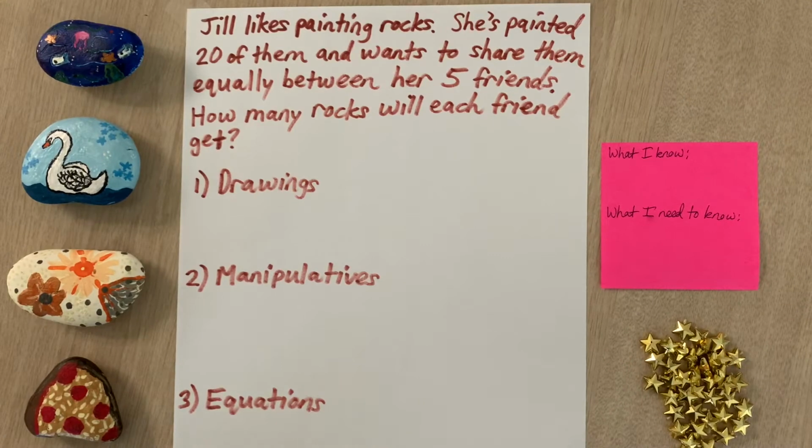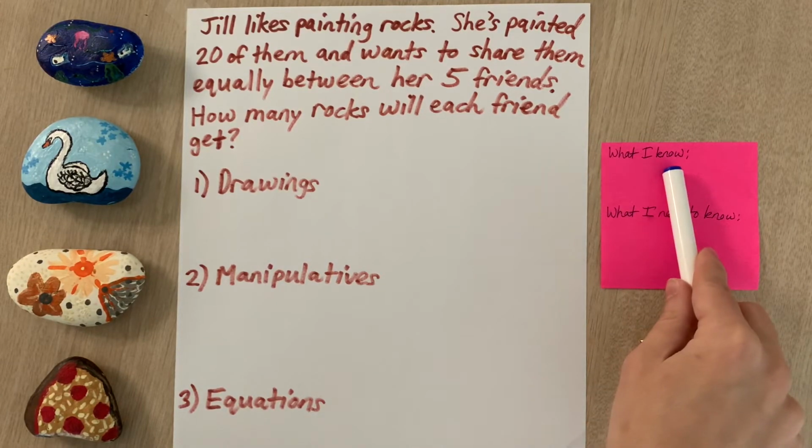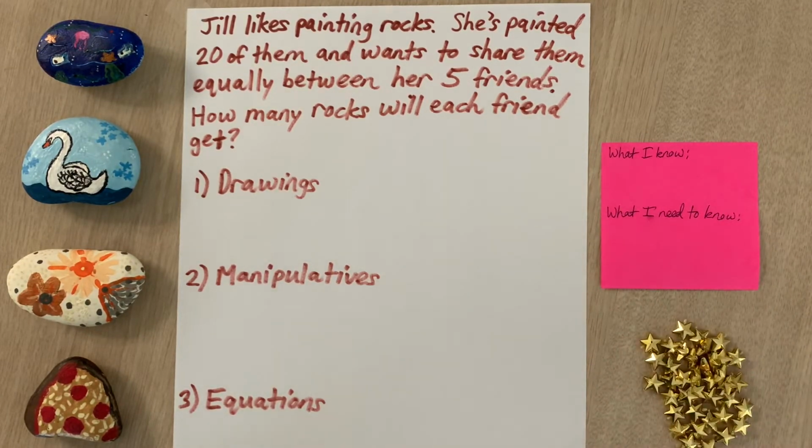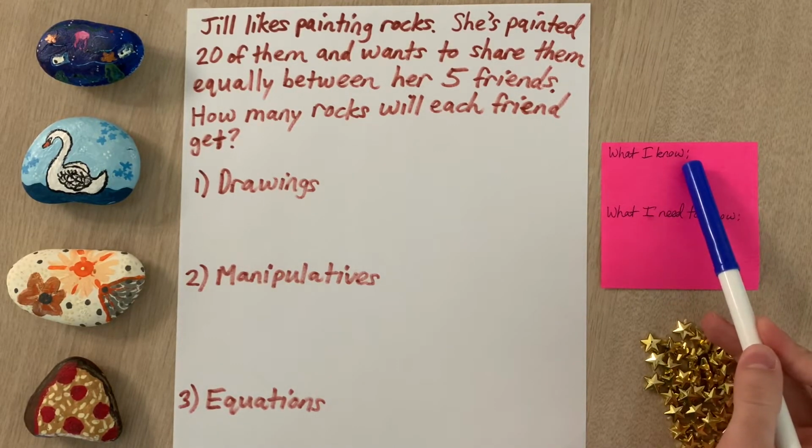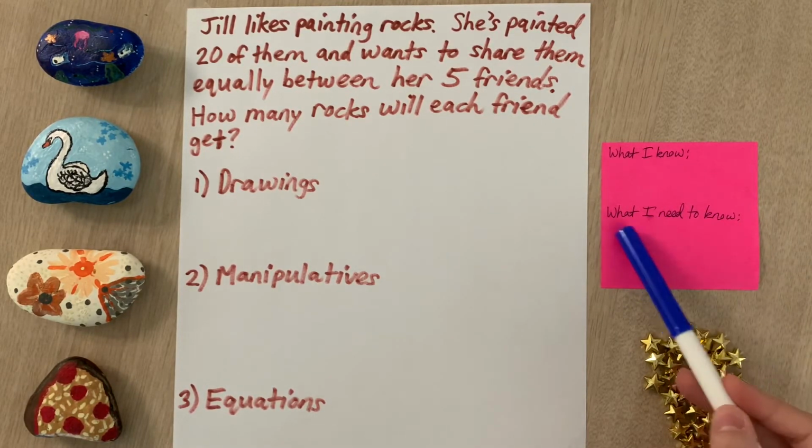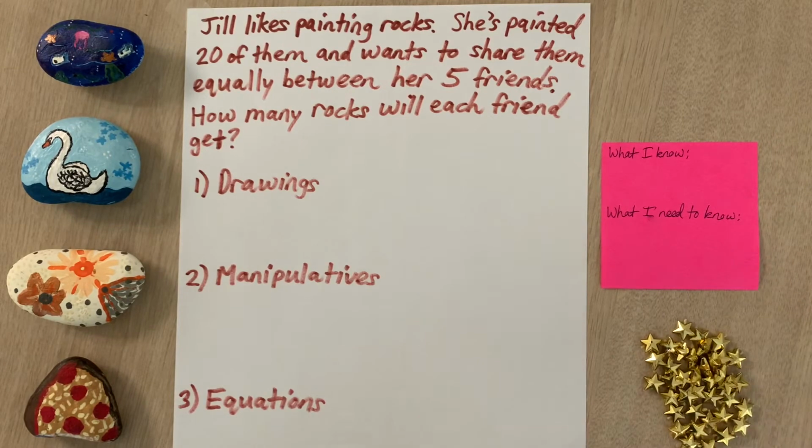Let's try some word problems now. So whenever we have a word problem, it's always good to think about what we know based on the word problem, as well as what we need to know. So on your piece of paper, I'd like you to write what I know, and then leave some space, and then what I need to know with some space. So I'll let you pause the video to do that.